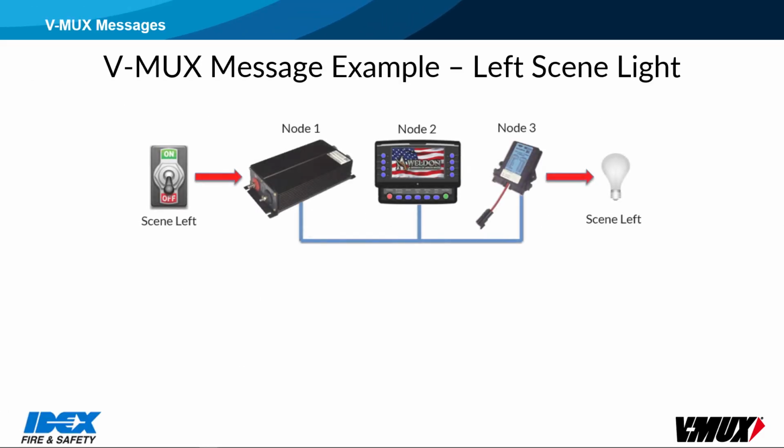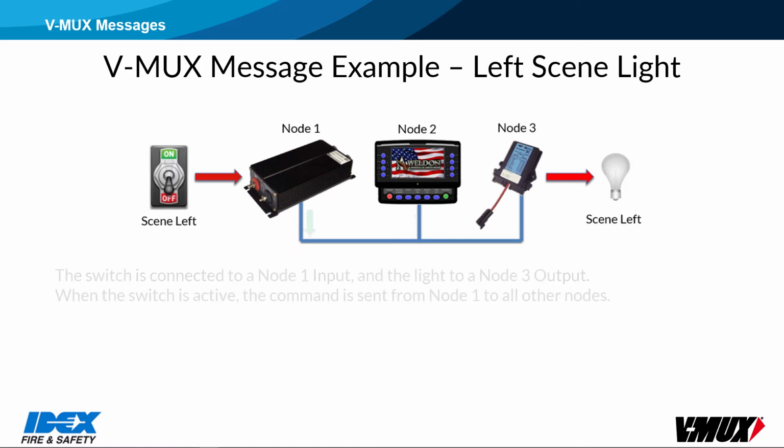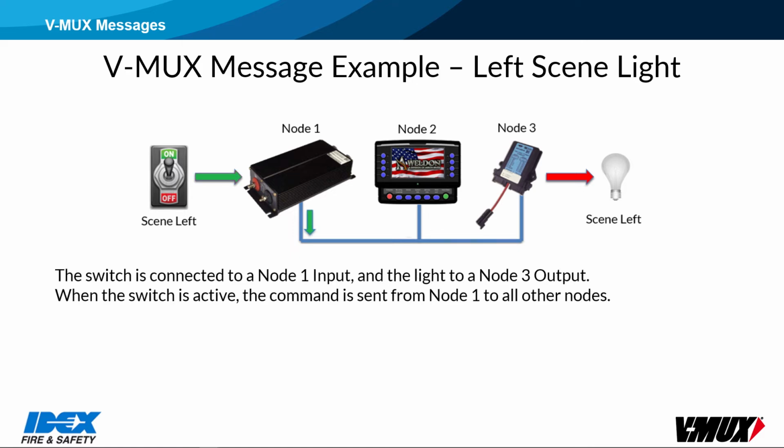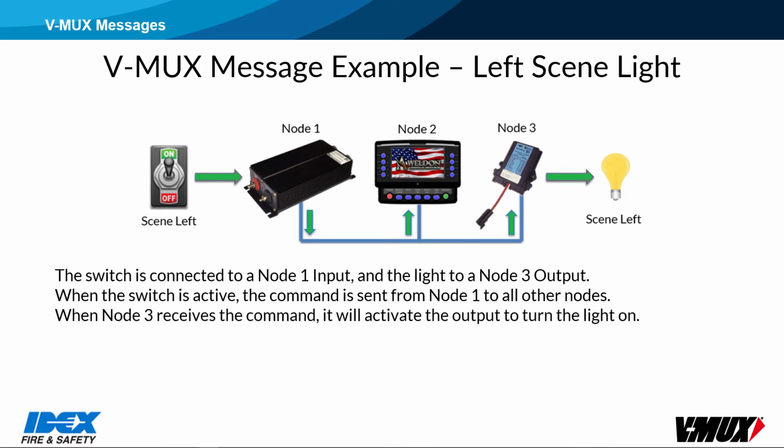The scene left switch is connected to a node 1 input, and the scene left light is connected to a node 3 output. When the switch is turned on, node 1 will send command number 170 onto the network, with an on status. This message is sent only one time. All other nodes will receive the command and register it as on. Any node that uses that command will respond accordingly. In this case, node 3 will activate the output to turn on the scene left light.